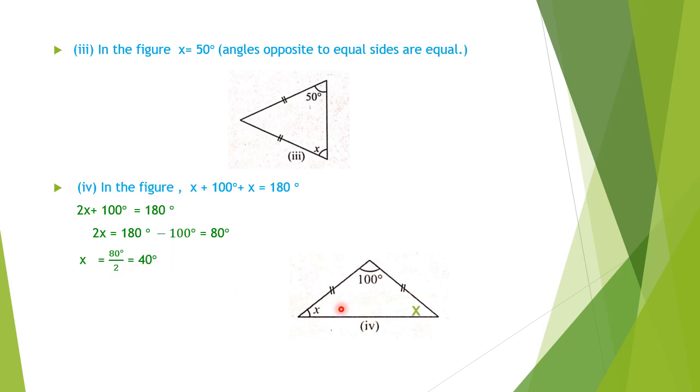Children, here we get the x value as 40 degree. So 40 degree, 40 degree, adding we get 80 degree. 80 degree plus the third angle, 100, is 180 degree. So our answer is correct. Okay, children.